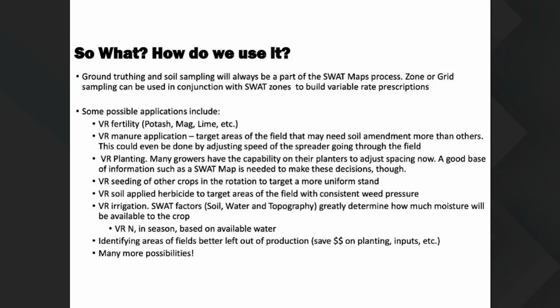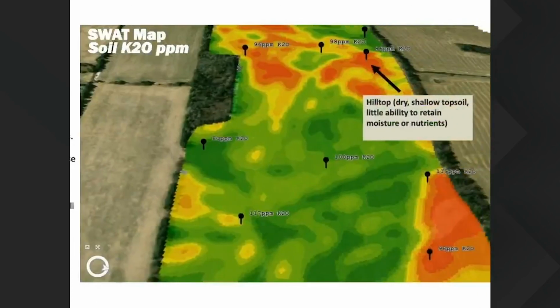And then in the future, things like irrigation. So those factors that go into building SWAT will greatly determine the moisture variability through the field. And if we're going to do an in-season application of nitrogen, it's nice to know which parts of the field will have a little better ability to take up that extra fertility. And then identifying areas of the field that may be better left out of production saves money on planting and inputs and things like that.